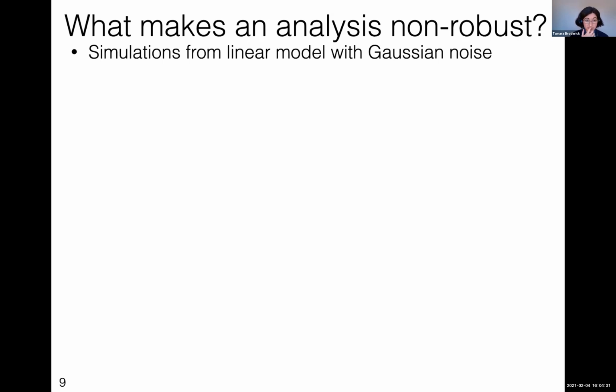So let's do a simulation from a linear model with Gaussian noise. Doesn't get much simpler than that, especially if it's one-dimensional. So here, theta is one-dimensional, xn is one-dimensional. Everything's pretty nice.